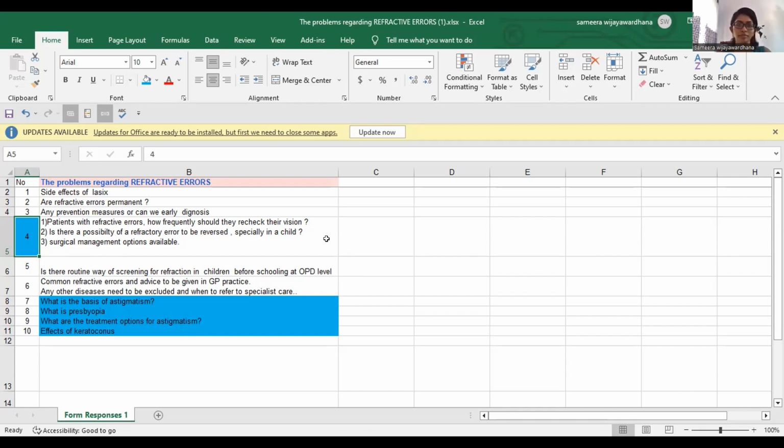So for children, like I said, because we are worried about things like keratoconus, and they are unlikely to complain about a reduction in their vision with the spectacles unless you ask them specifically, we like to check them maybe once every 6 to 9 months.